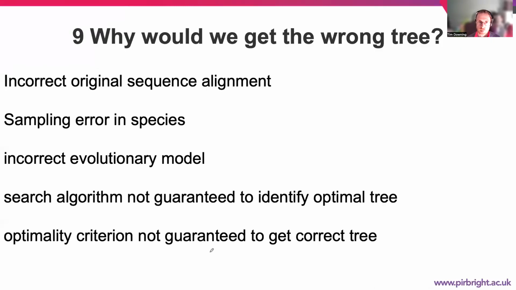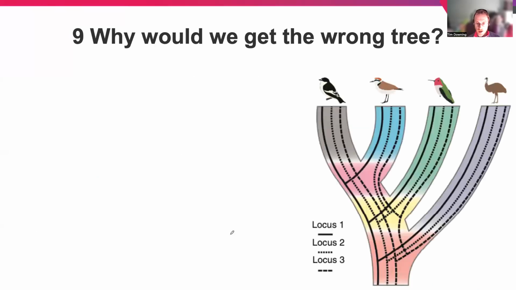So we consider basic things, such as that our sequence alignment approach was maybe incorrect. We may have a sampling error in the species. We may have an incorrect evolutionary model that's being used. We know that the search algorithm, such as neighbor joining, may not identify the most accurate tree, and the optimality criteria are also not guaranteed to get the correct tree either. There are also more complex processes.